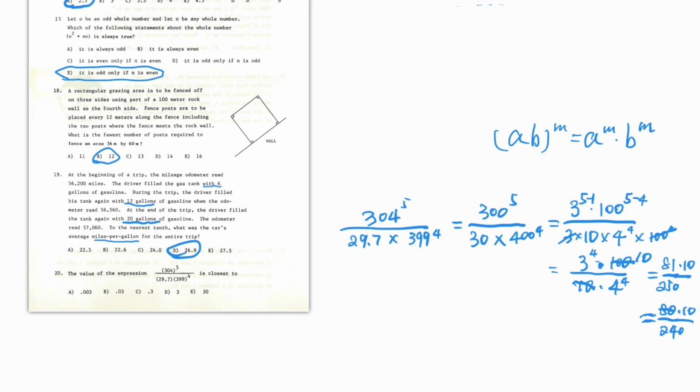So cancel 80. So 240 cancel 80, that's the 3. That's equal to 10 over 3. That's 3.3 repeating. So the answer is close to D, 3.